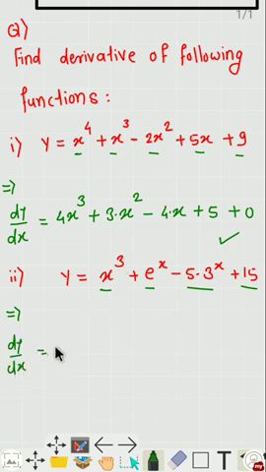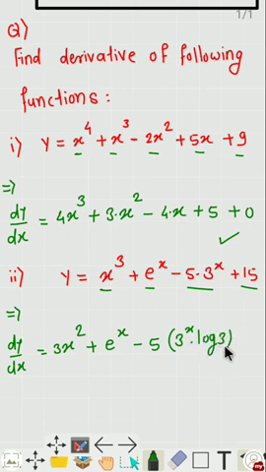The derivative of x cube is 3x square, as I have written above. The derivative of e raised to the power x is e raised to the power x, so the sign we put as it is. Minus 5 is a constant as it is, and the derivative of 3 raised to the power x is 3 raised to x into log 3, and plus the derivative of 15 is 0. So this is the derivative of the given function.